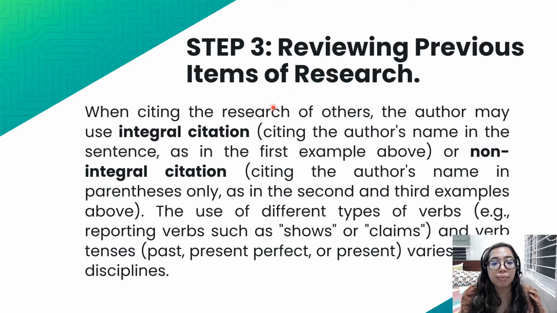And for step 3, when you cite the research of others, the author may use integral citation or citing the author's name in the sentence as in the first example. For example, just like here in the previous example that I showed you. Or you can also use non-integral citation where you cite the author's name in parentheses only, as in the second and third examples that I have shown earlier. The use of different types of verbs like shows or claims, and the verb tenses like in the past, present perfect, or present tense. Don't worry because you will have further discussion of citing sources as we go to the discussion of the literature review.